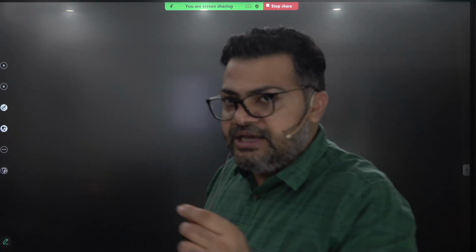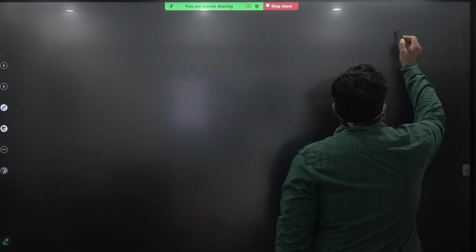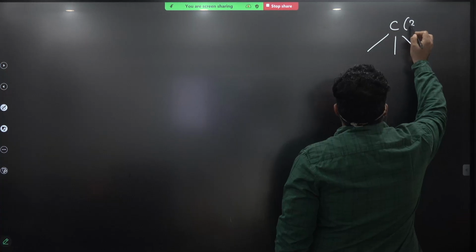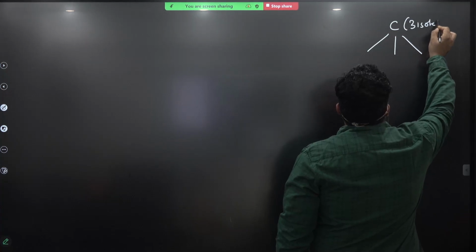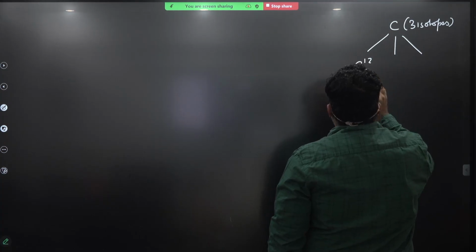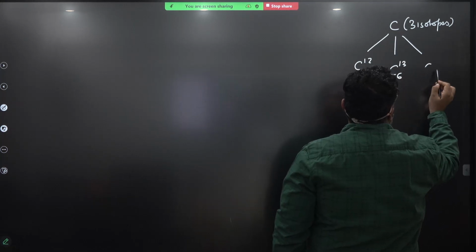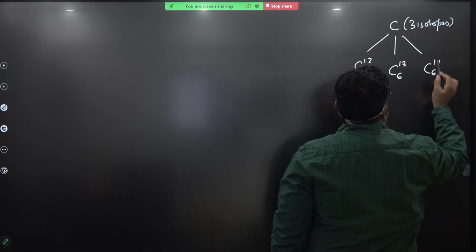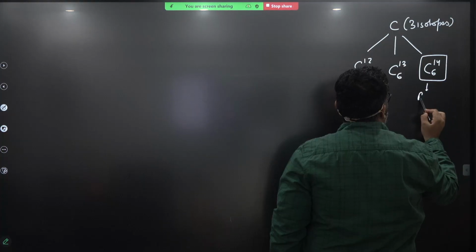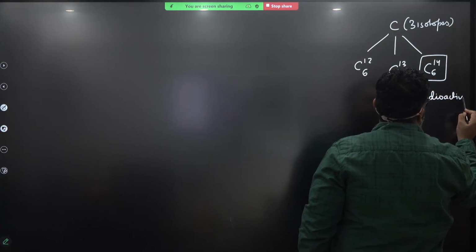So guys, since you have written carbon dating, let me quickly talk about carbon as well. When you talk about carbon, carbon also has 3 isotopes. One is C12, atomic number is 6 in all of them. Second is C13, and third is C14. Out of these 3, C14 happens to be radioactive, right?